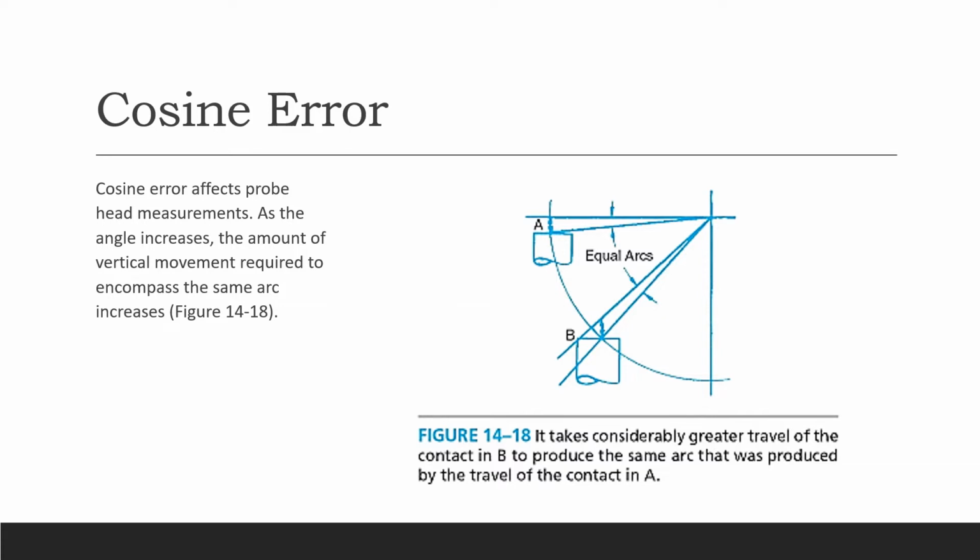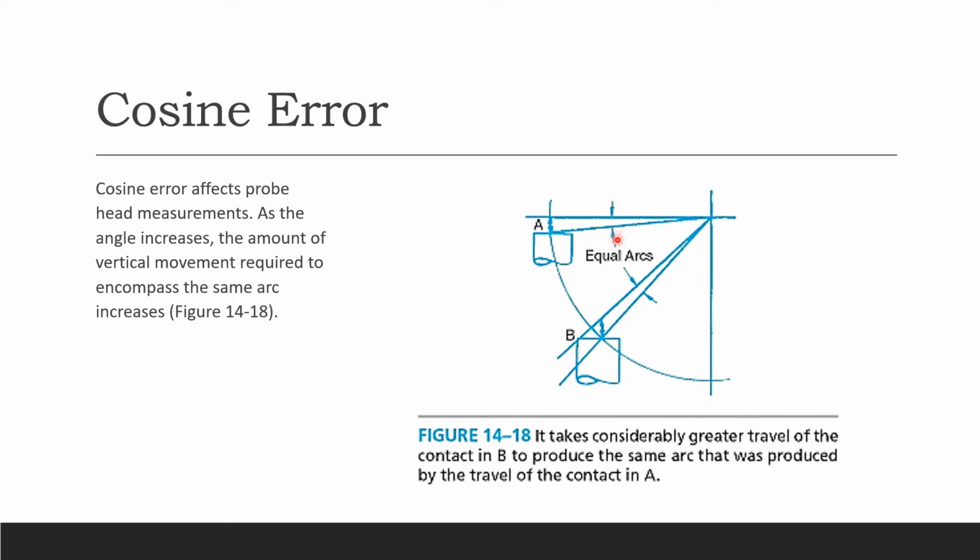Cosine error. So everything that comes with your angle is going to be having this type of cosine error. Okay, it affects probe head measurements as the angle, again, increases. The amount of vertical movement required to encompass the same arc, that's your arc, increases. So here is your equal arc, and that's your A, and that's your B angle. So it takes considerably greater travel of the contact in B to produce the same arc that was produced by the travel of the contact in A.